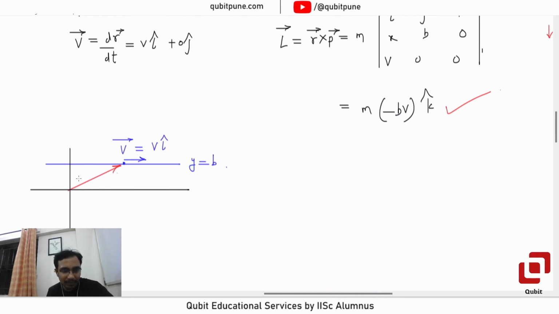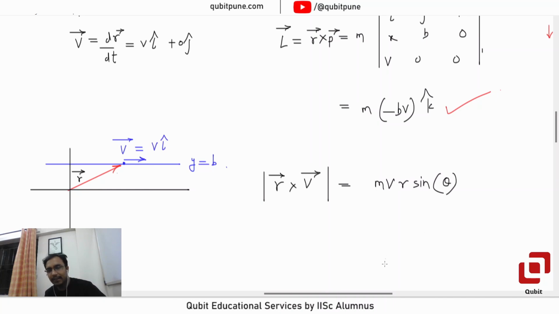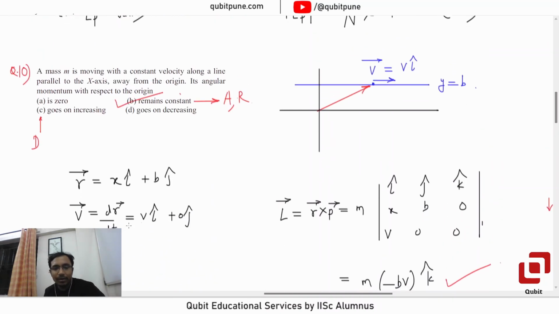This is r bar and that's v bar. Now r bar cross v bar, we know it is going to be a vector along the x-axis. Let us just focus on its magnitude. It will be m v r sin theta. Now look here. Mass is constant, v is constant, and what is r sin theta? Is it not the y coordinate of the point?